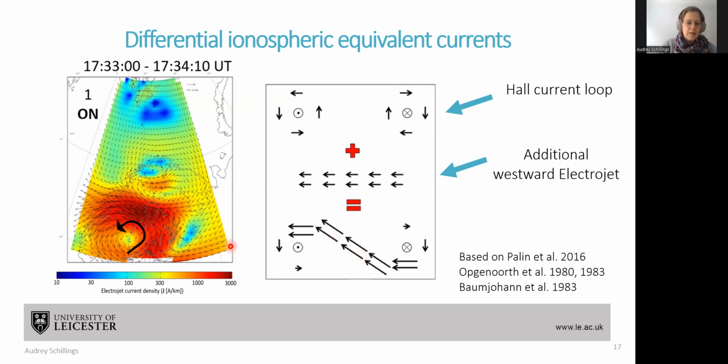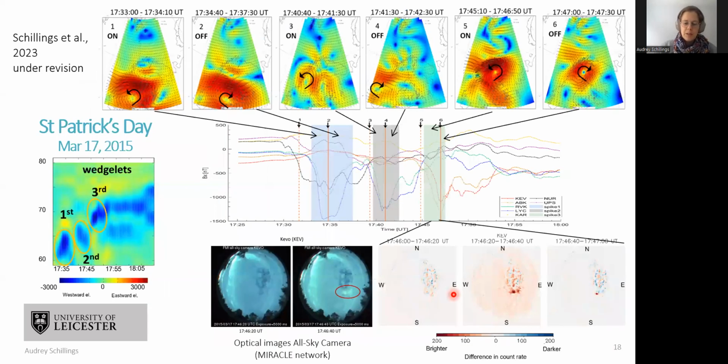And then you get this kind of feature when you can see this rotating loop. This has also been described in the literature. What we found for the St. Patrick's storm is that for these 3 different spikes, using the differential equivalent current, we found this system going on and going off.